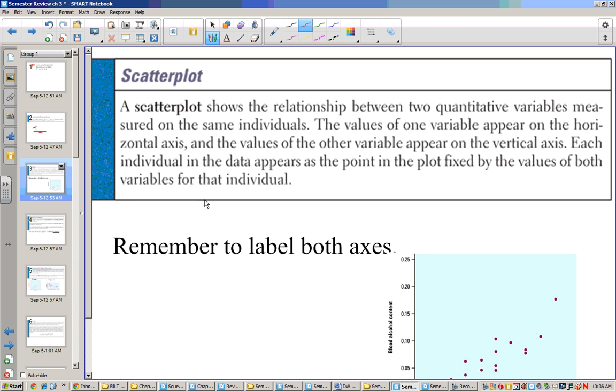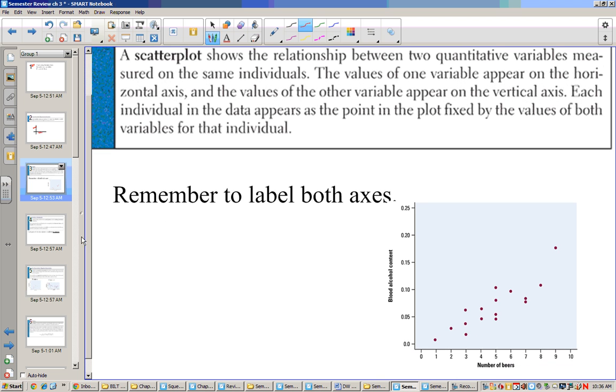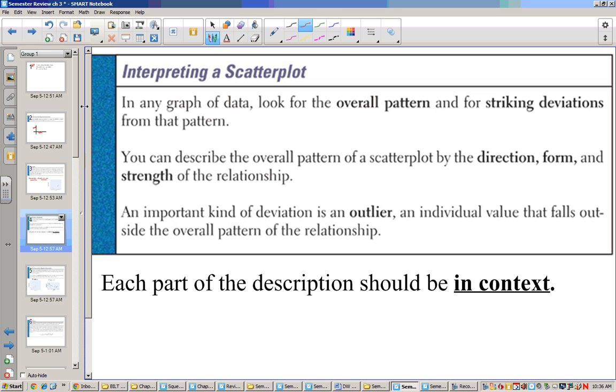Now, a scatter plot is what we use to describe them. So we have your x variable here, your y variable here, explanatory and response, and then you plot the values associated with that. Now remember that you should label both of your axes when making any scatter plot. When we interpret a scatter plot, we look for the overall pattern and then striking deviations from that pattern.